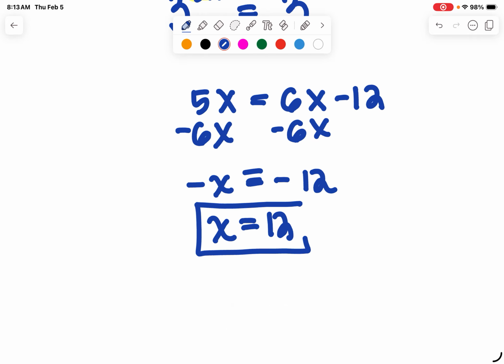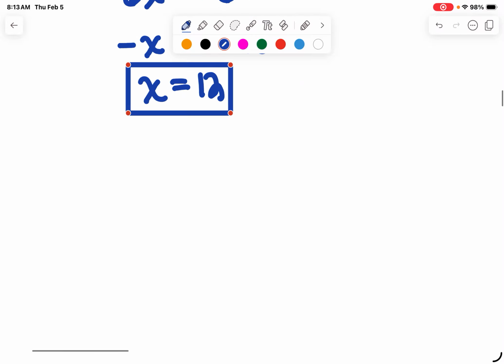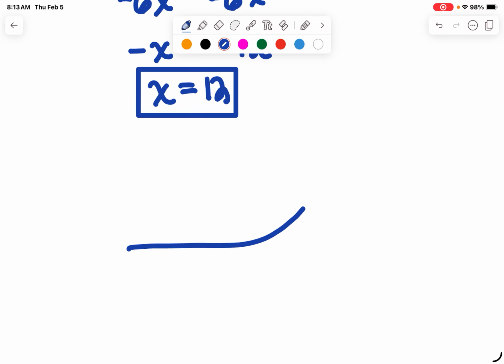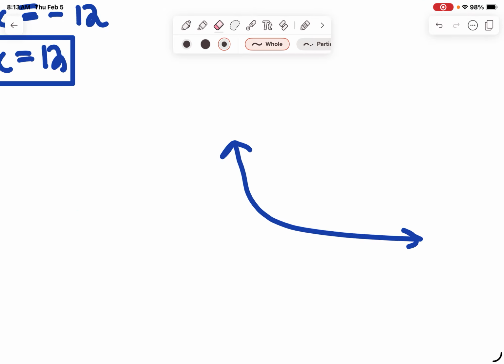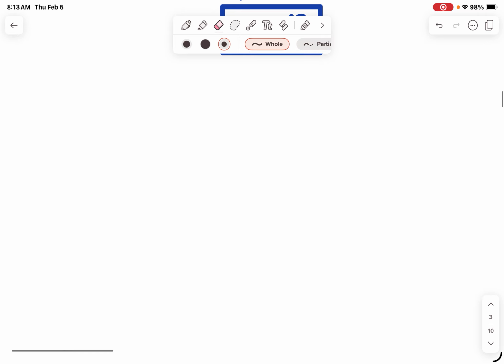Okay, we do not have to check our answers on exponential functions due to the fact that exponential functions could look like this, let's say, or like this. That's exponential growth. This is exponential decay right here. If you look at their domain, it's all real numbers. That means all x values work. So any x value that we get that is a real number works.